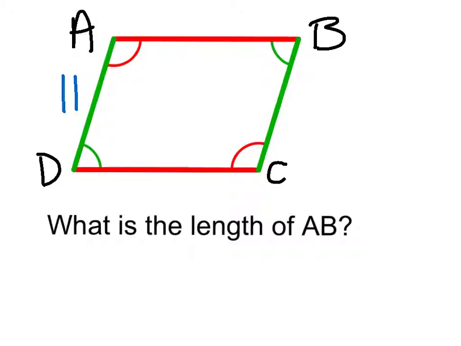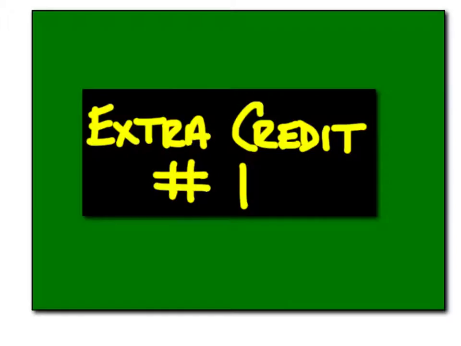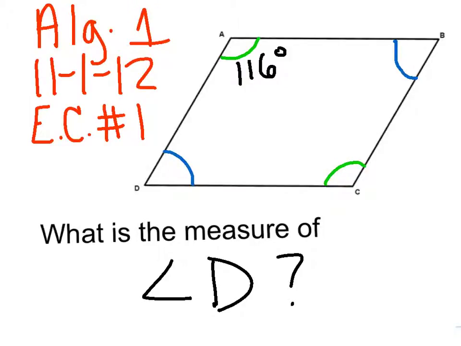Alright, solution for practice problem number 2. What is the length? That should say BC. The length of BC, if we know the length of AD, opposite sides of a parallelogram are what? The same. They're congruent. That means BC is going to be 11. Okay, extra credit problem number 1.